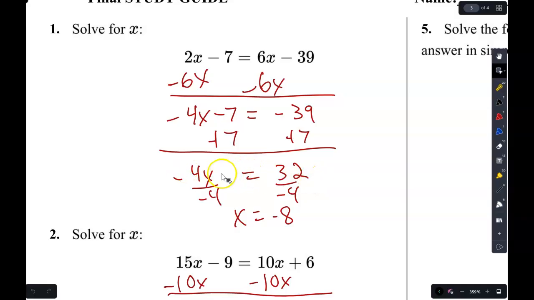We do the opposite of multiplication, which is division. So we divide by negative 4 on both sides. 32 divided by negative 4, positive divided by negative is a negative. 32 divided by 4 is 8.